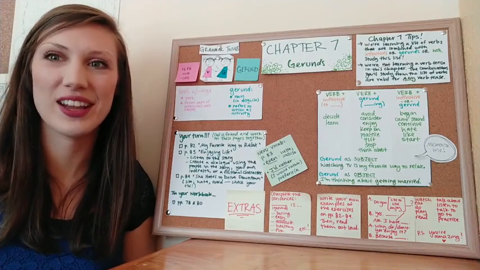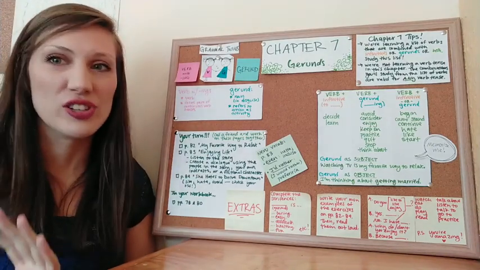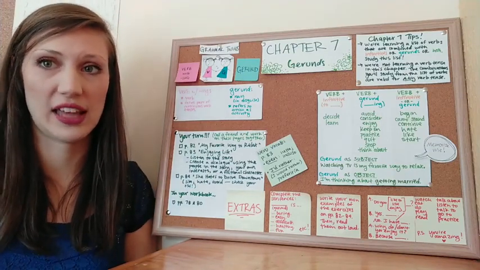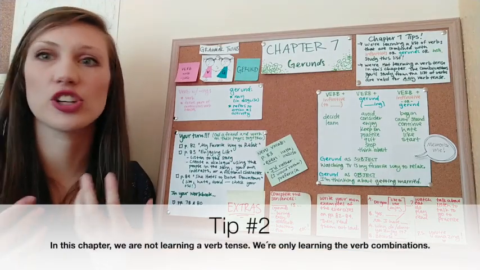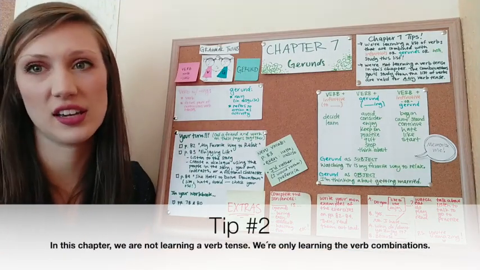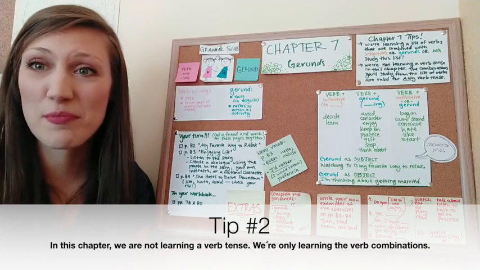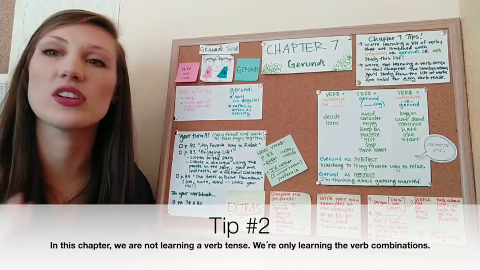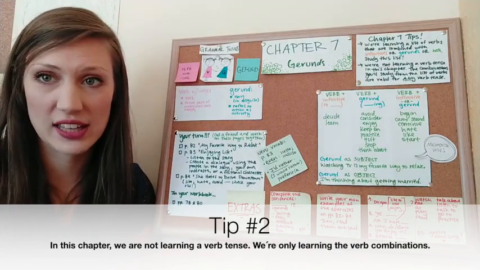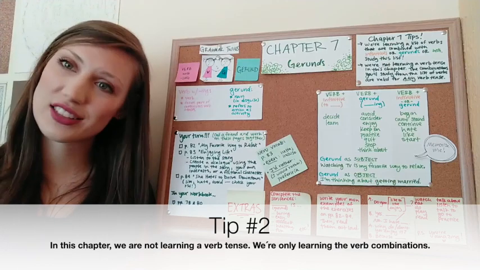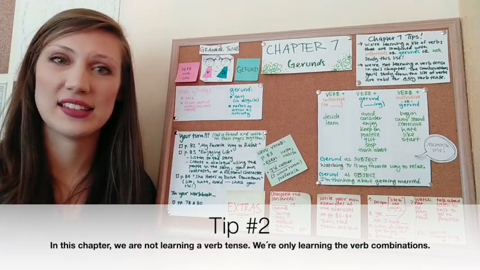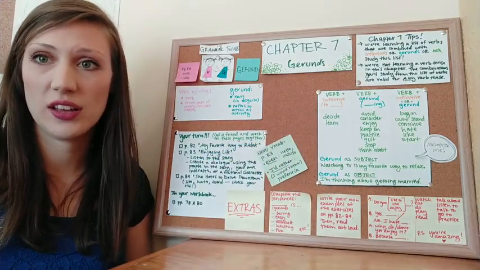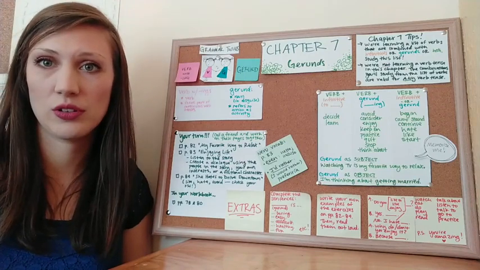Tip number 2. Just know that in this chapter, we are not learning a particular verb tense. So, gerunds are just a grammatical element. We're not focusing on any verb tense. This is important to know because every other chapter in Green Book so far has been focusing on a particular verb tense, but we are going to use lots of different verb tenses, and in any verb tense, we'll combine these verbs with infinitives or gerunds or both.